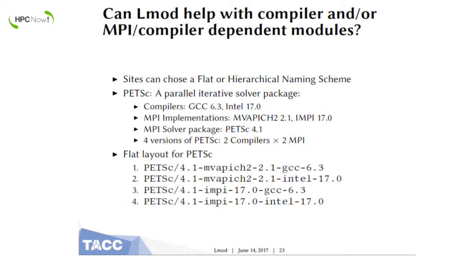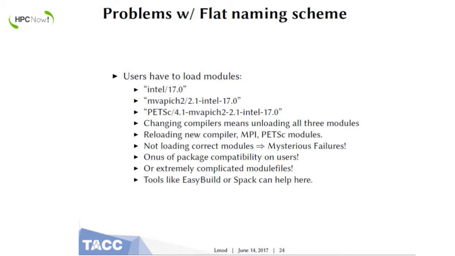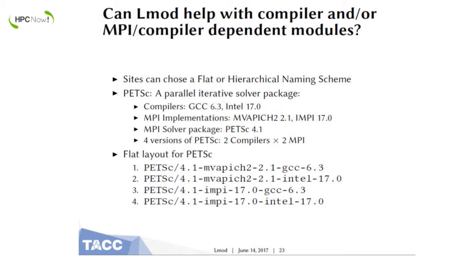the problem is, as I pointed out, with parallel libraries and compiler-dependent libraries. PETSc is a parallel iterative package, and it's an example of what can happen. If you have 2 compilers and 2 MPI implementations, you're going to have 4 versions of this PETSc 4.1. A way to name it would be something like PETSc, the version, then the MPI stack you built it with, and the compiler you built it with. So you've got 4 versions, and users have to figure out which one of these to load.